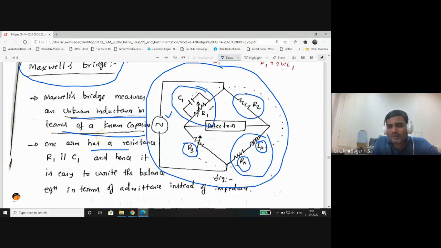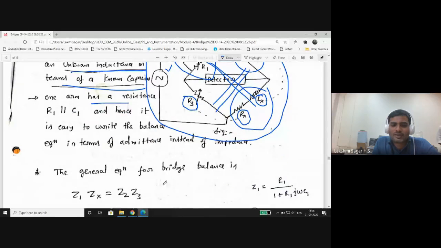So here, this is Z1. Z1 Zx is equal to Z2 Z3. You remember this formula? Z1 Zx is equal to Z2 Z3. See here, the general equation for the bridge balance is Z1 Zx is equal to Z2 Z3.